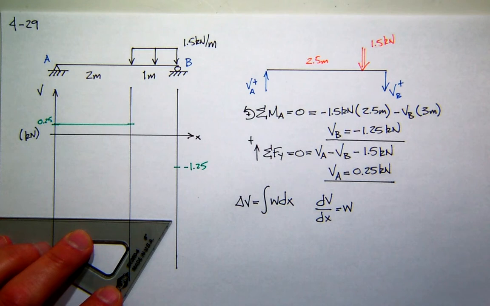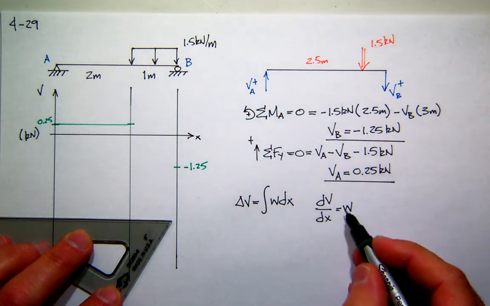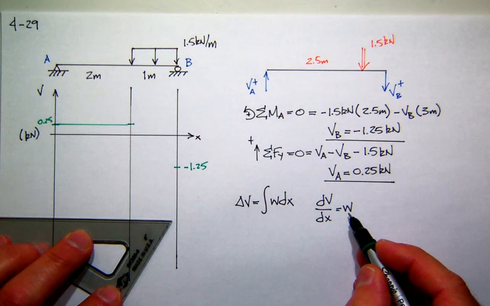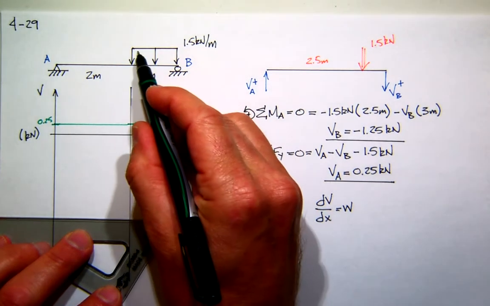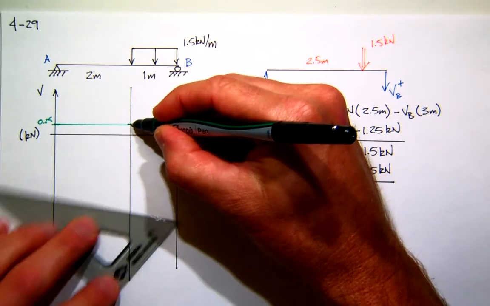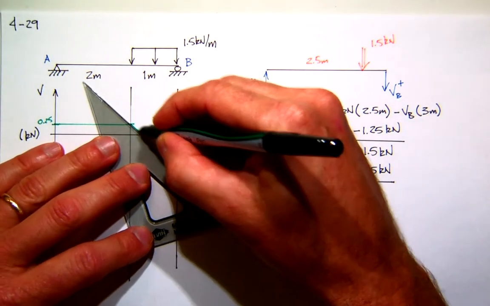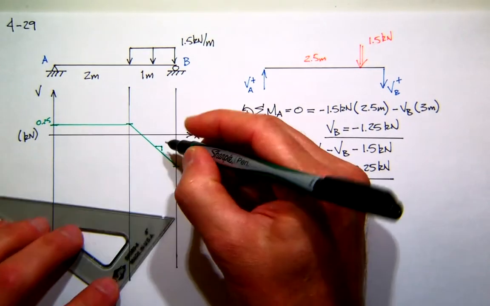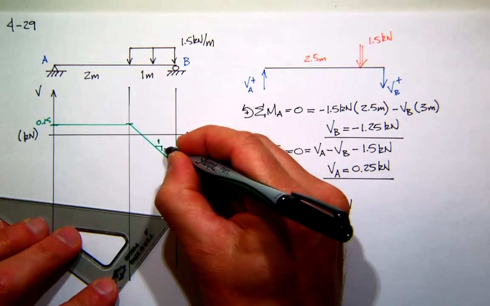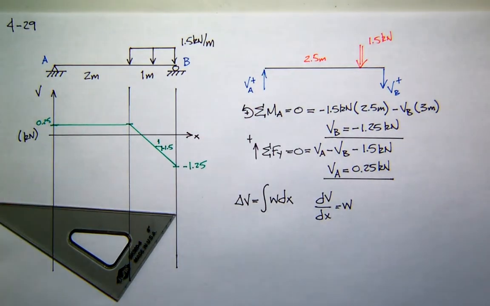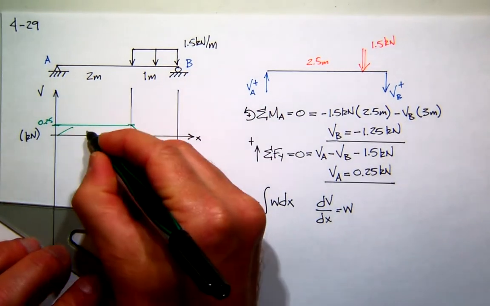Great. Now, what is the slope of the shear diagram? It's equal to the load. And the load is constant. So constant slope, and it's negative. So there's my constant slope line, and it's negative. In fact, if you actually marked it, you would see it would be negative 1.5 to 1. So there's my shear diagram.